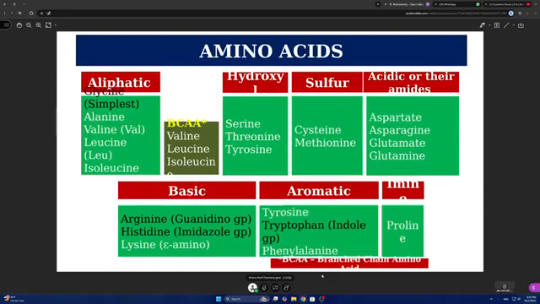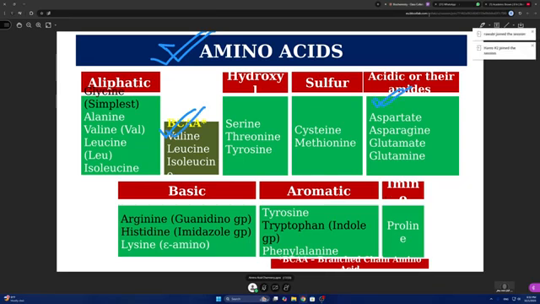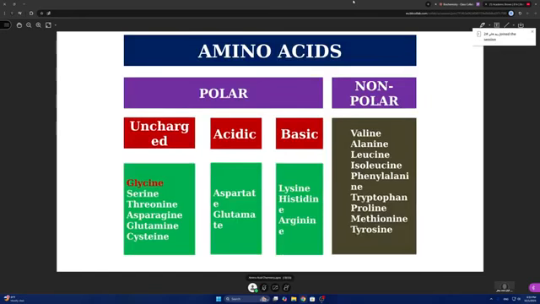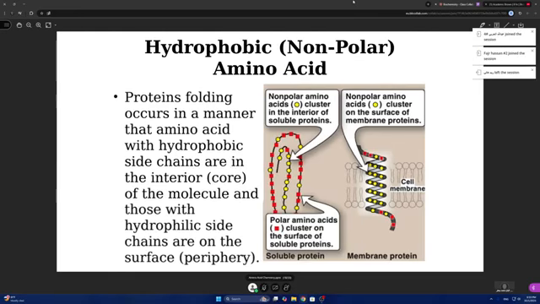Now coming to the classification. All the classifications are important. Some are more important, like branched chain amino acids. The acidic ones are aspartate and glutamate, and the basic ones are arginine, histidine, and lysine. These are very important. Polar and non-polar are also important: what are the polar and what are the non-polar? I think we asked one question in the quiz also concerning the utility of this.